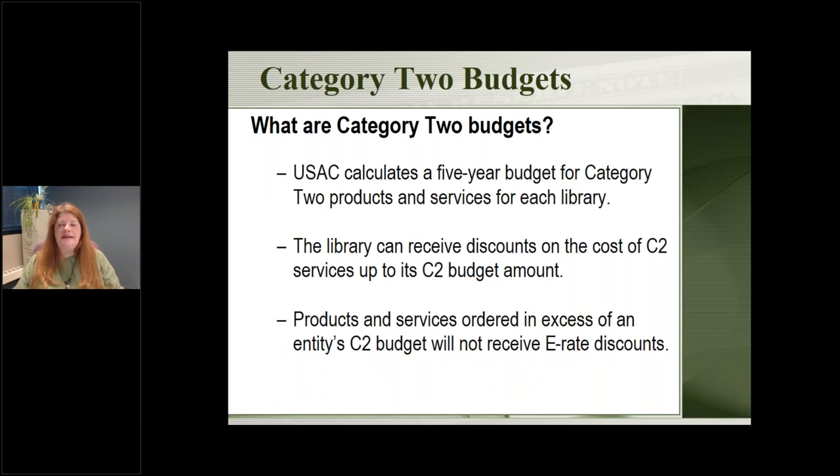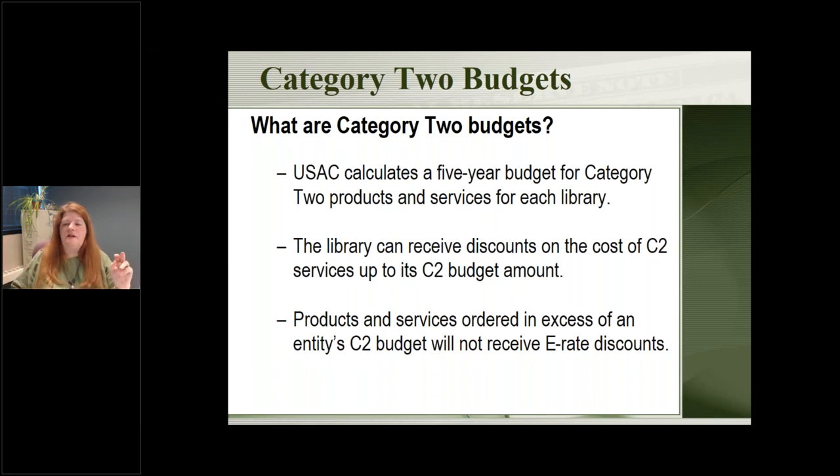What they do is they calculate a budget for your library and how much they think you might spend over a five-year period. Now, this isn't a budget in the traditional sense, where here's a budget and here's the money that you get to spend. I like to think of it as imaginary, just a mathematical calculation. They say, this is how much we think you could spend over a five-year period. They do it in five-year chunks for all the category two products and services that your library might receive. It will give you a discount on that amount. And then what you do every year is you spend that money and you receive a reimbursement back for whatever your percentage is.